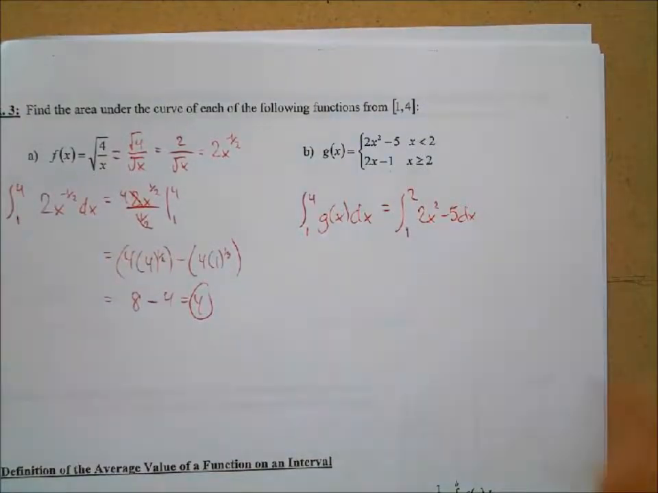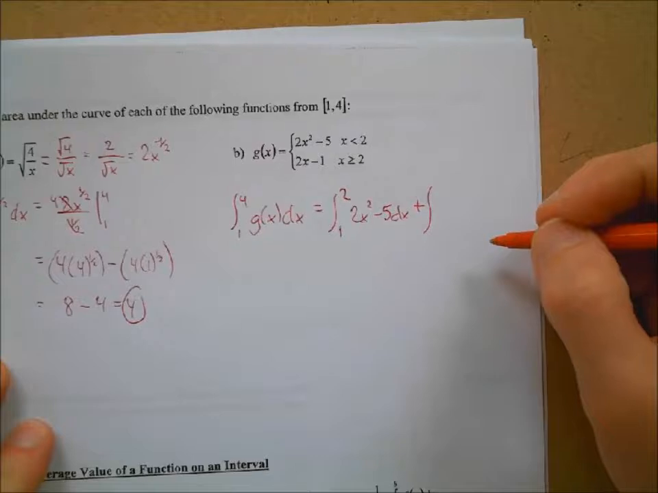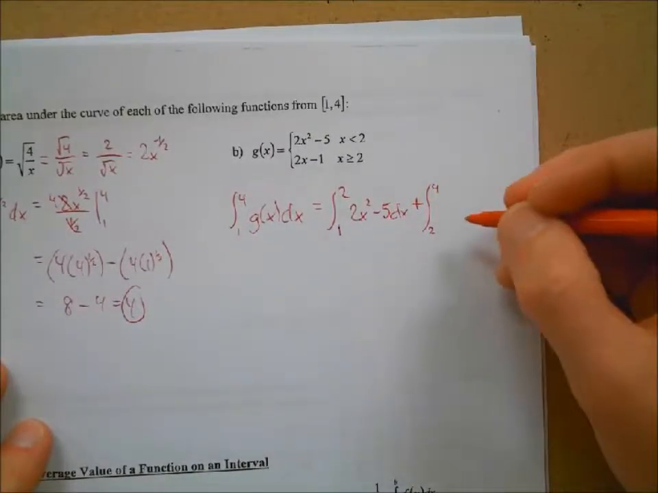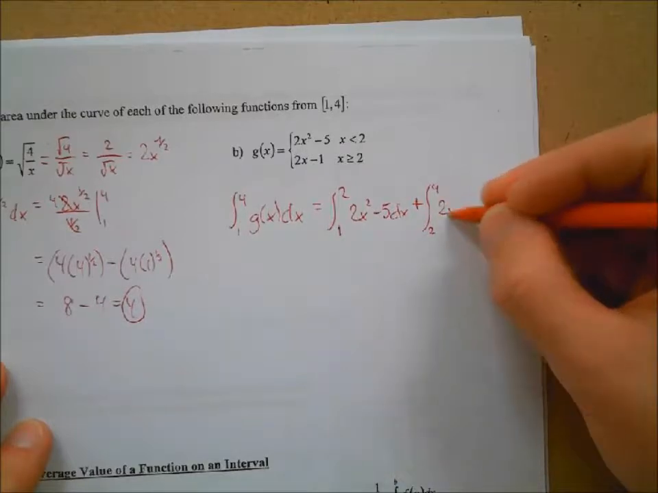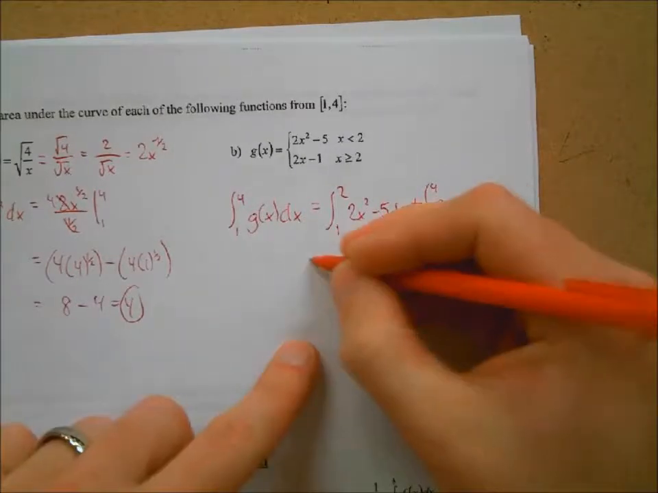And then to that we're going to add the integral from what to what? 2 to 4 of 2x minus 1. So you see we break up the integral here. Okay, and that's all there is to it, right? So piecewise functions don't have to be so scary. We just break it up into 2 things. Yes, it's more work, but it's not so scary, right? And so then we integrate here.